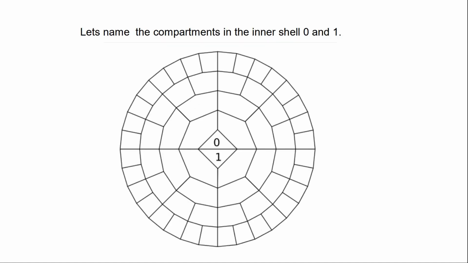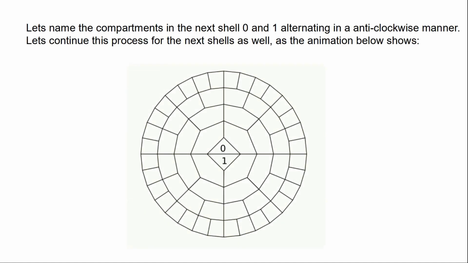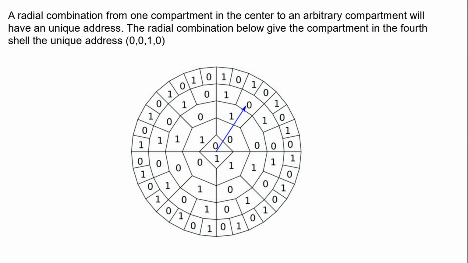Let's name the compartments in the inner shell 0 and 1. Let's name the compartments in the next shell 0 and 1, alternating in an anti-clockwise manner. Let's continue this process for the rest of the shells, as the animation below shows. A radial combination from one compartment in the center to an arbitrary compartment will have a unique address. The radial combination below gives the compartment in the fourth shell the unique address 0010.